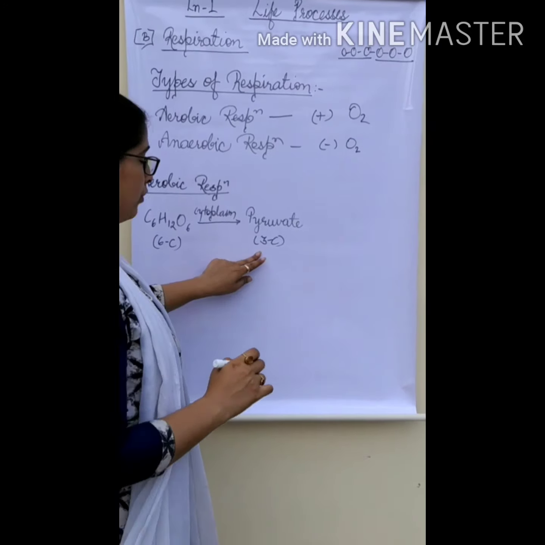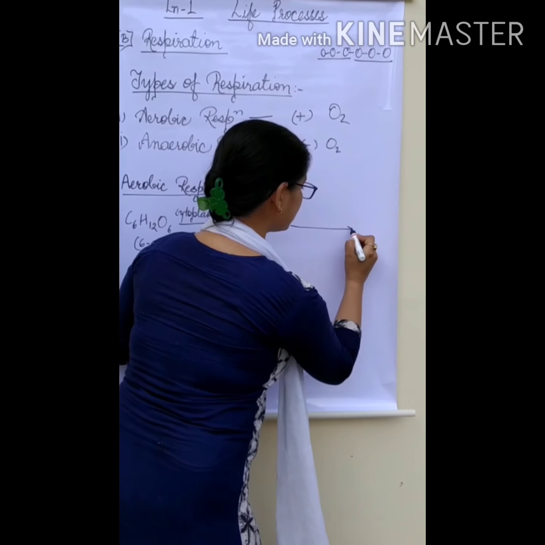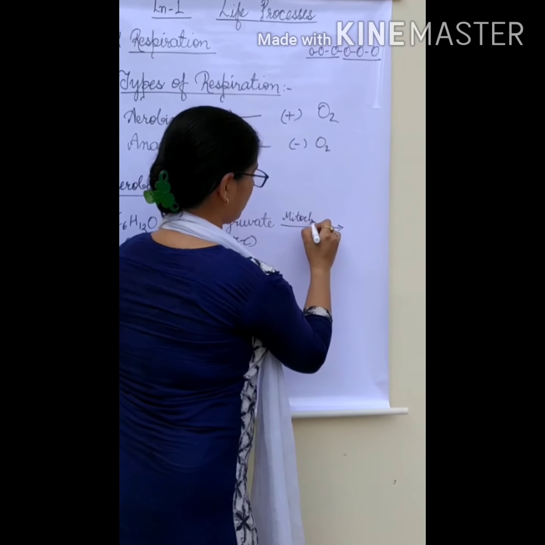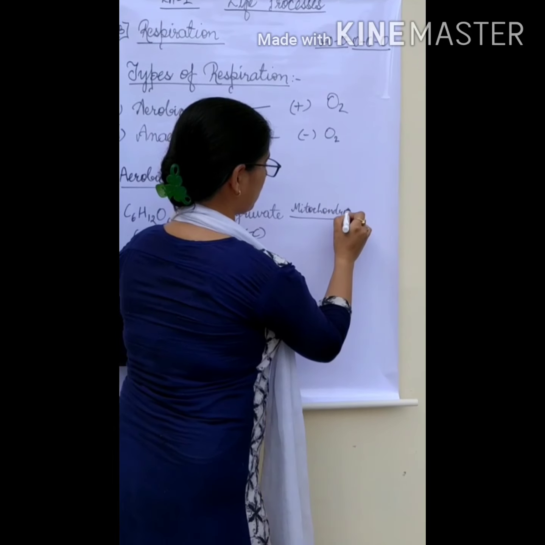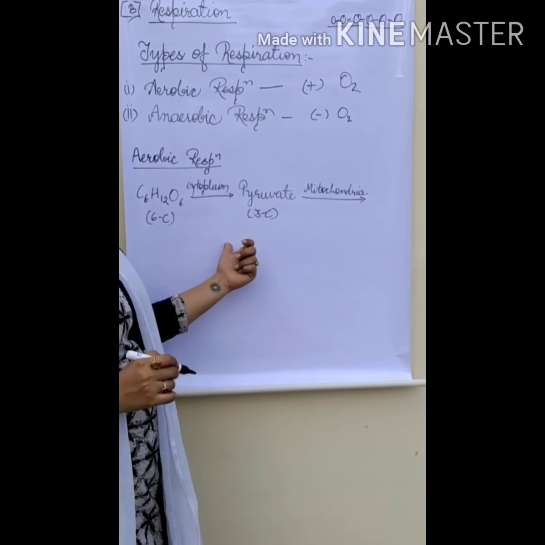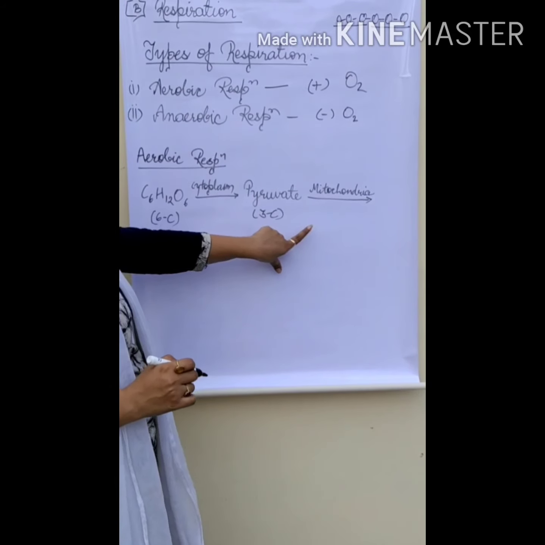And now this pyruvate enters the mitochondria, which you know better. Mitochondria is called the powerhouse. Reason? It allows the burning of glucose. So now you are seeing the role of mitochondria.